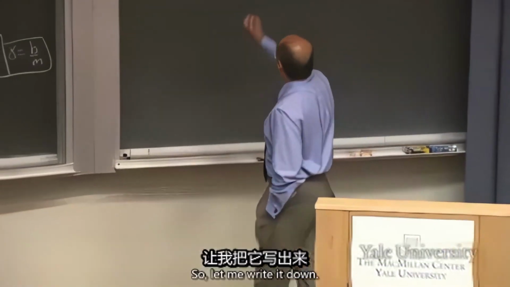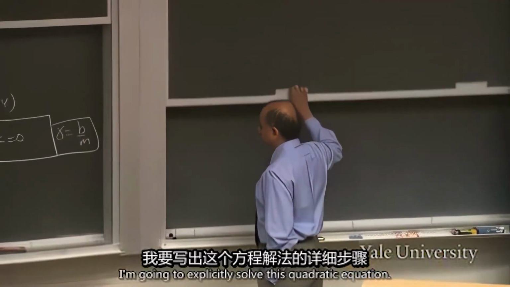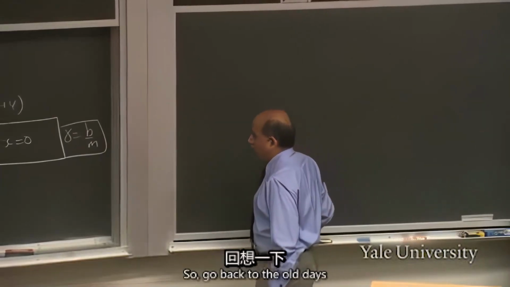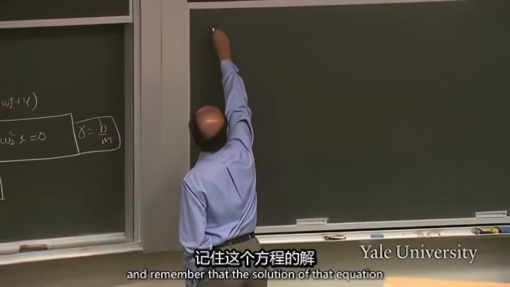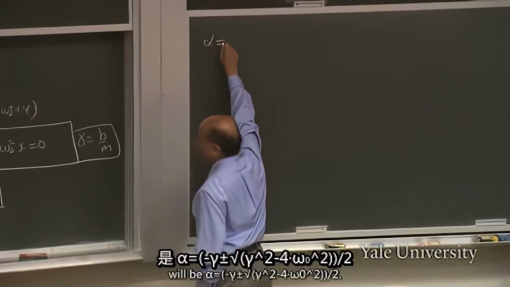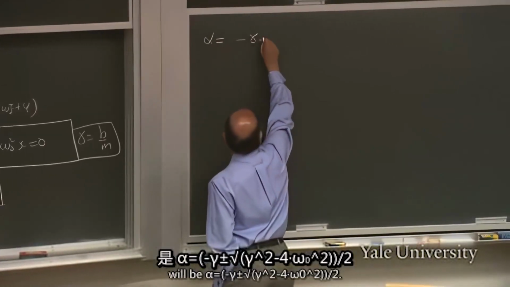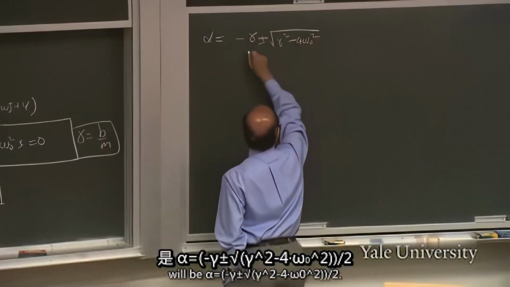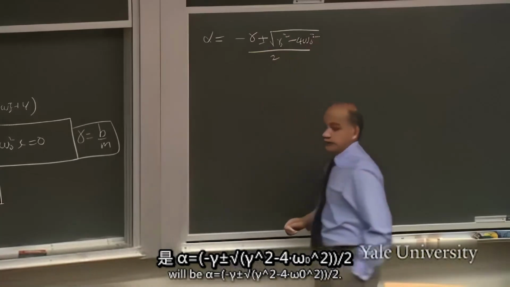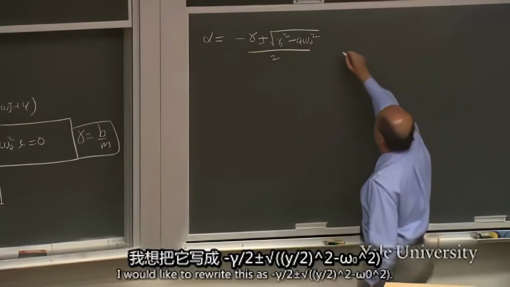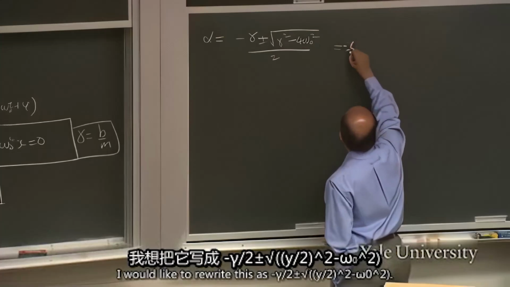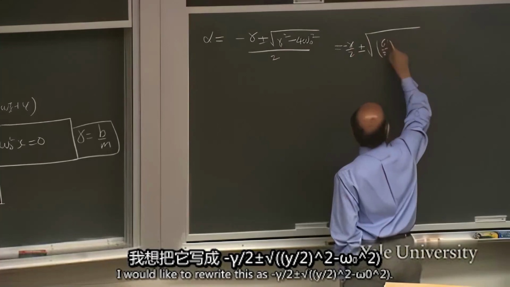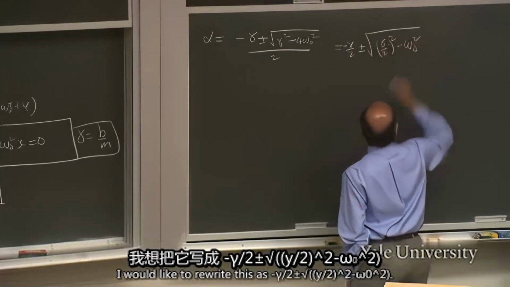So let me write it down. In other words, I'm going to explicitly solve this quadratic equation. So go back to the old days and remember that the solution of that equation will be alpha equals minus gamma plus or minus the square root of gamma squared minus 4 omega naught squared, over 2. I would like to rewrite this as minus gamma over 2 plus or minus the square root of (gamma over 2) squared minus omega naught squared.